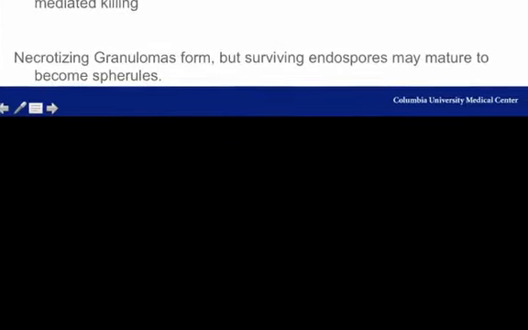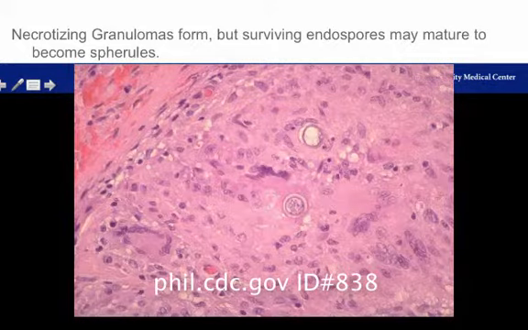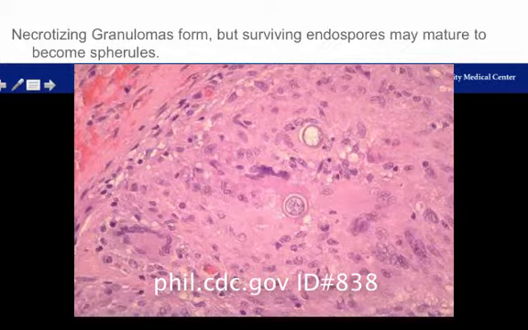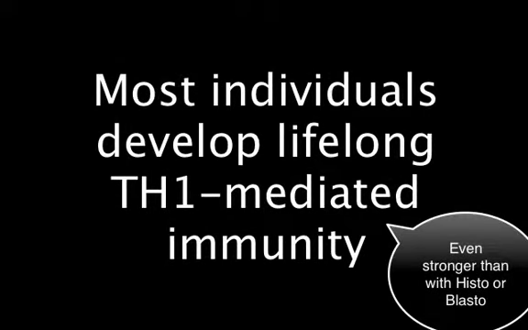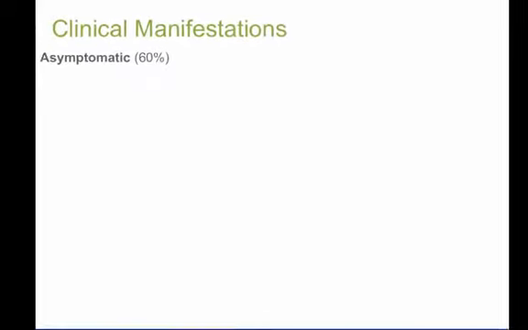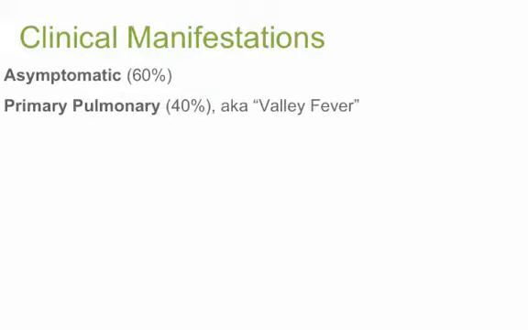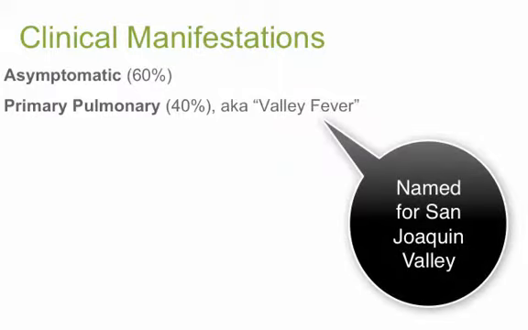If an adaptive response is mounted, it results in necrotizing granuloma formation. This effectively kills the endospores. Surviving endospores, however, eventually become spherules, and the life cycle is started again. Lifelong immunity develops in most individuals who become infected with Coccidioides. 60% of people inoculated with Coccidioides remain asymptomatic. Slightly less than 40% will manifest with primary pulmonary disease, also known as valley fever.